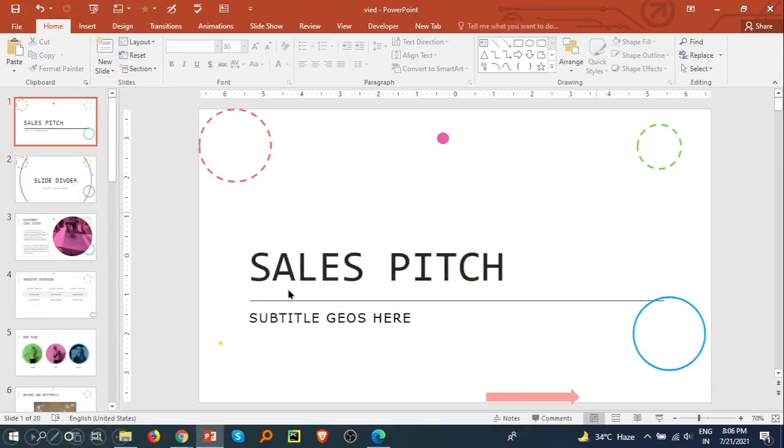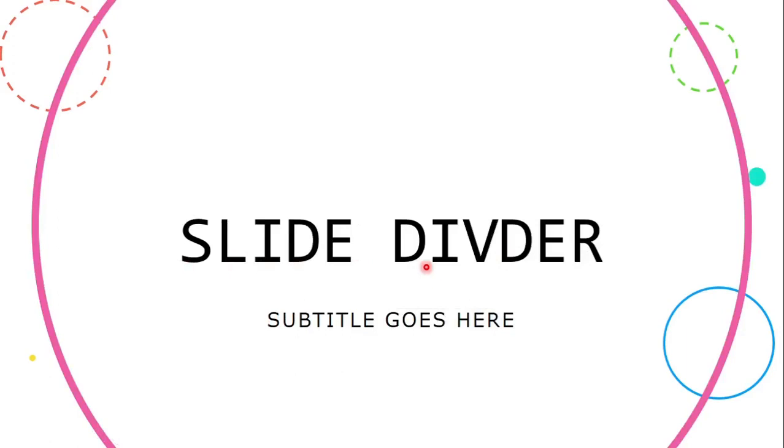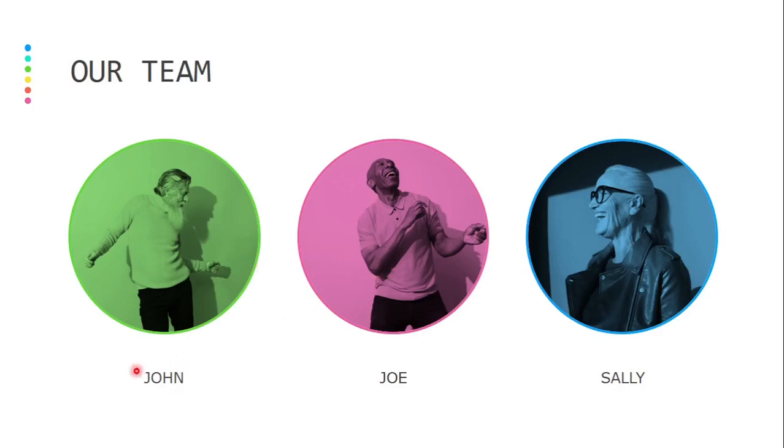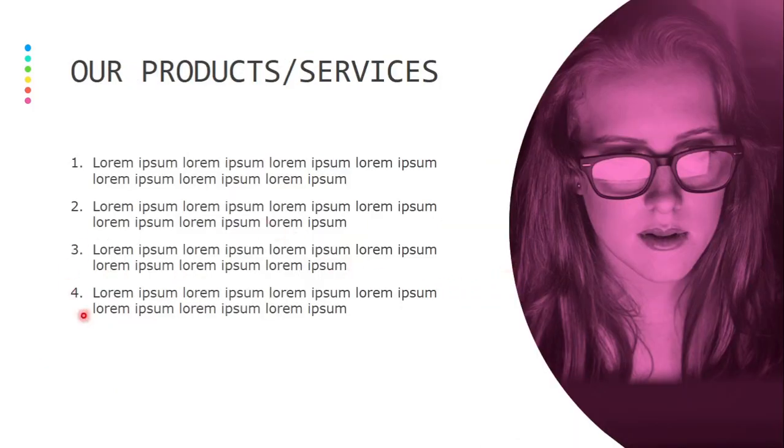Right click and go to the laser pointer. So this is how the slide's title and subtitle show here. I'm pressing the space bar for the next slide, and nature and butterfly. The laser pointer actually shows where I am reading or what I am explaining, so it looks really good sometimes. You can use whatever you like, or you can press the Escape key to end the slideshow. Also, I am pressing the Escape key for ending this.